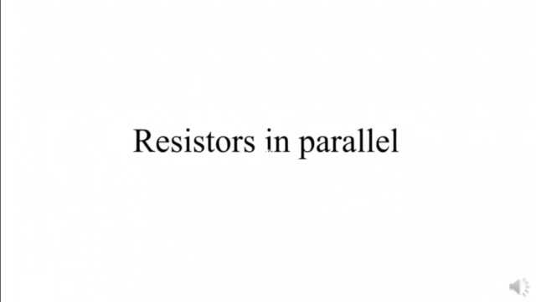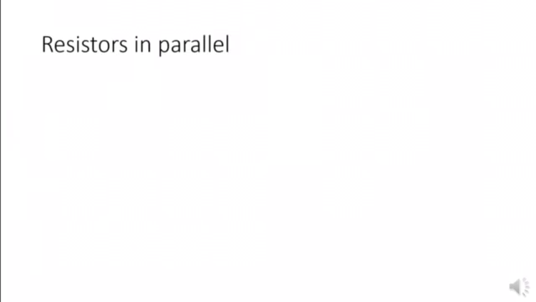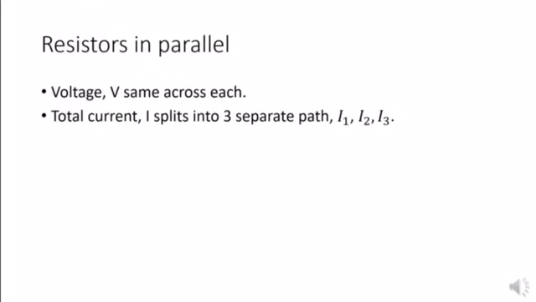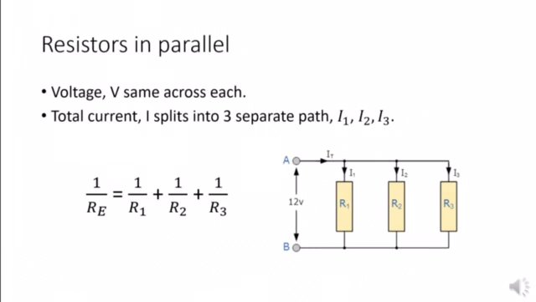Today I want to share some notes on resistors in parallel. There are some characteristics of resistors in parallel, which is that the voltage is the same across each. The total current I splits into three separate parts, which are I1, I2 and I3. This is the formula of resistors in parallel, and this is the example diagram to explain the formula of resistors in parallel.